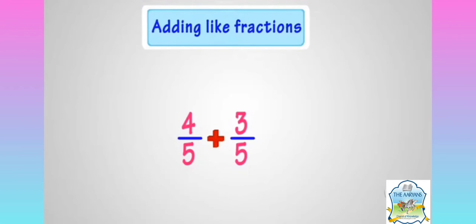So, 7 by 5 is the sum of 4 by 5 and 3 by 5. Denominators remain the same. We just add the numerators to add the like fractions. Let's have a look at more examples.